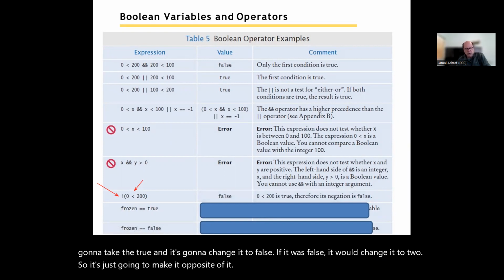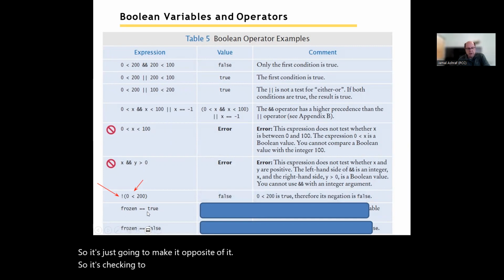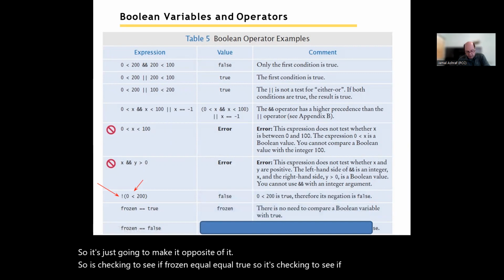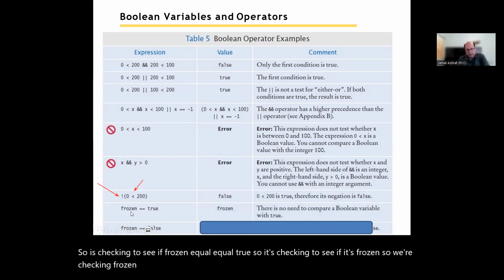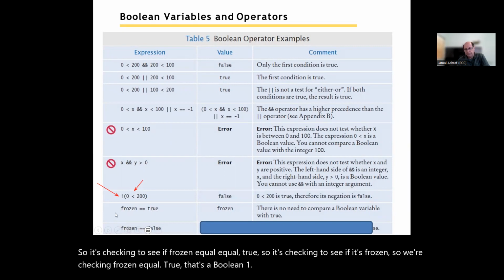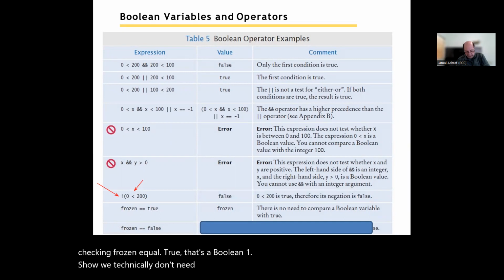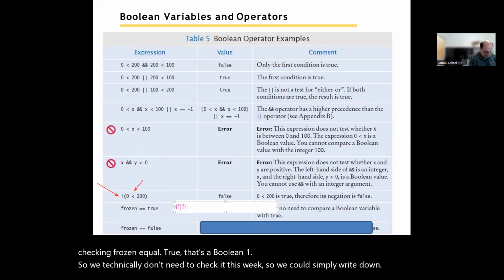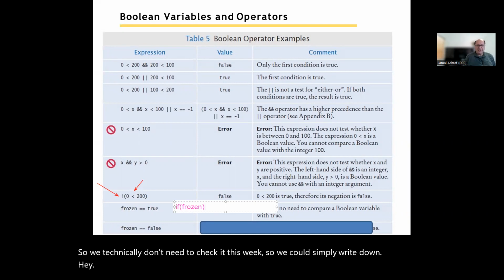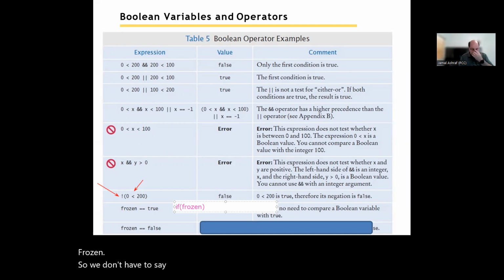Okay, so it's checking to see if frozen equal true. So it's checking to see if it's frozen. That's a Boolean one. So we technically don't need to check it this way. So we could simply write down if frozen. So we don't have to say if frozen equal true. The if frozen is going to check it to see if it's true or false.